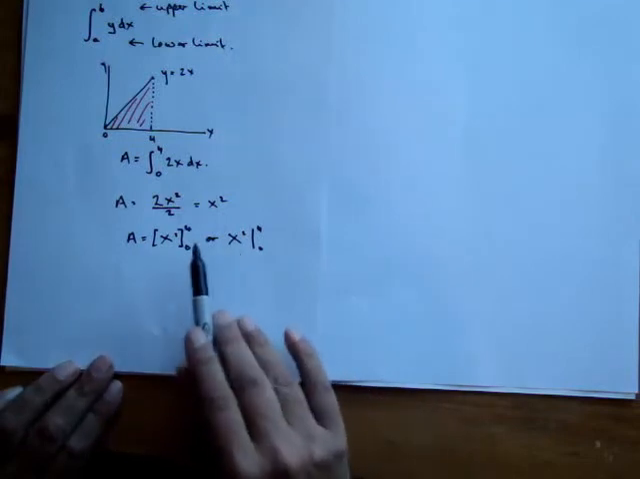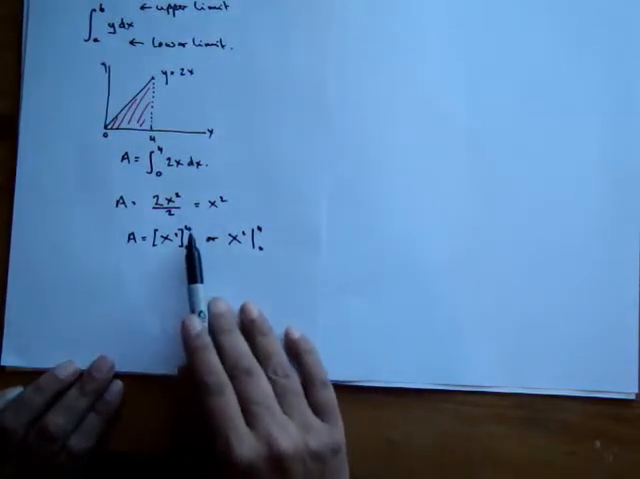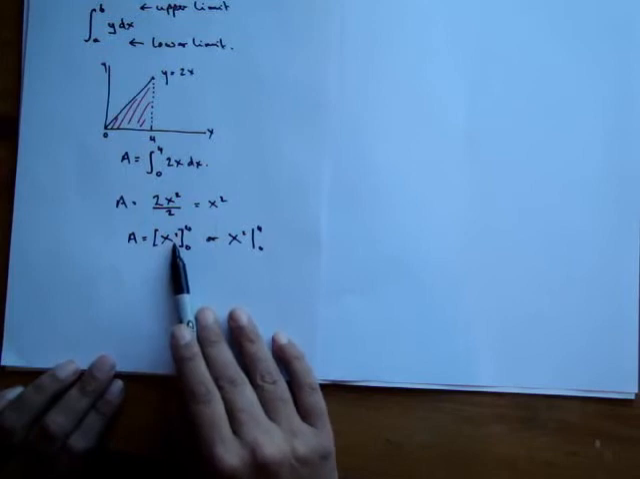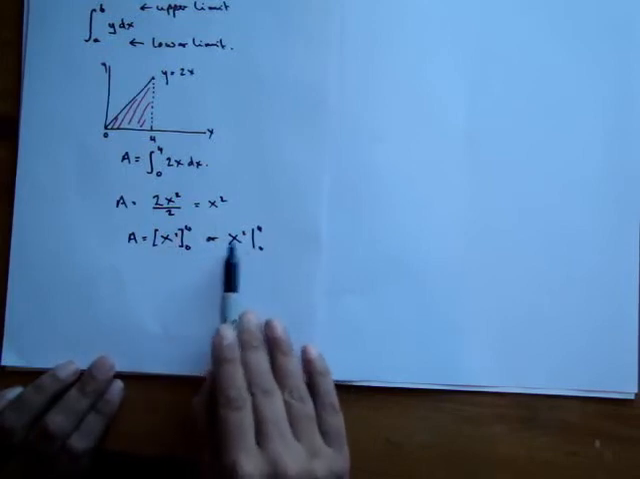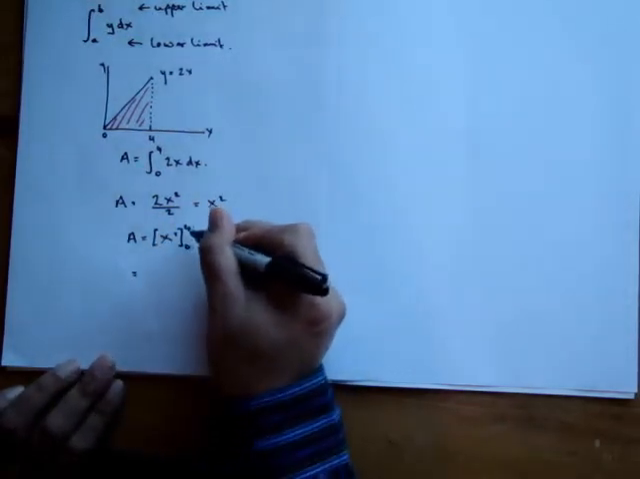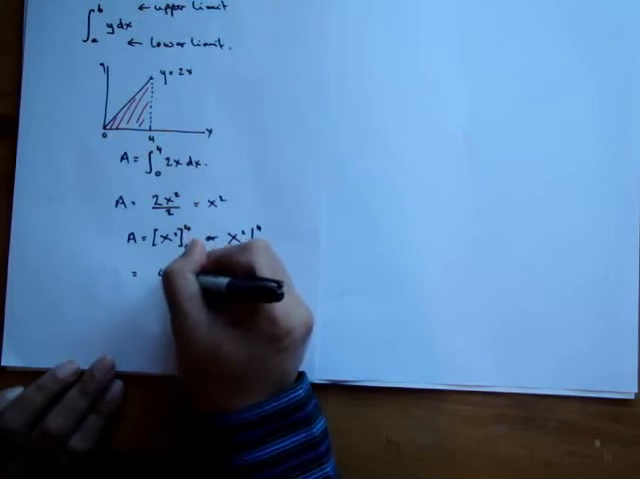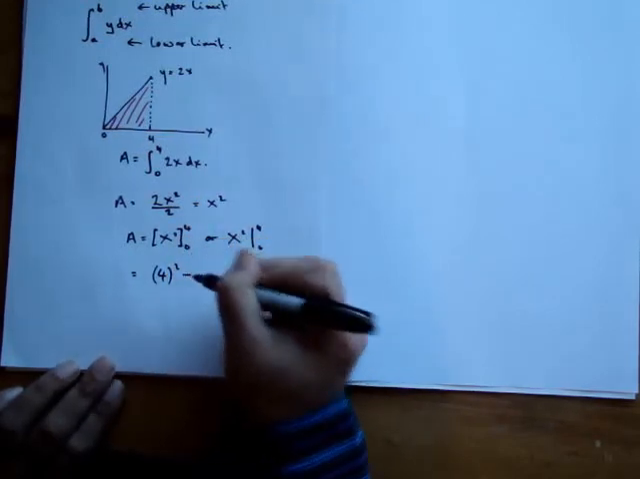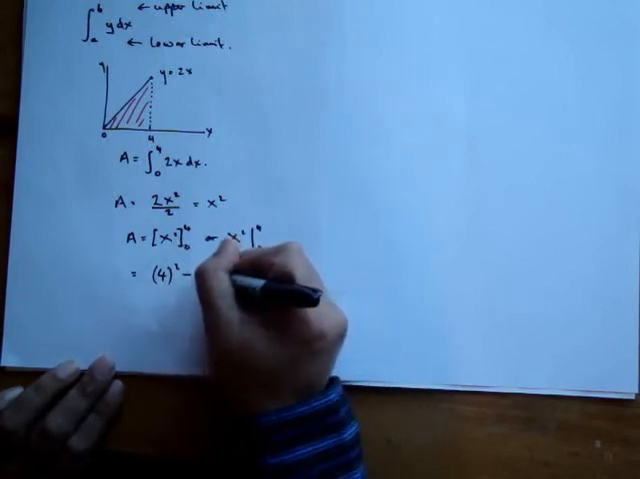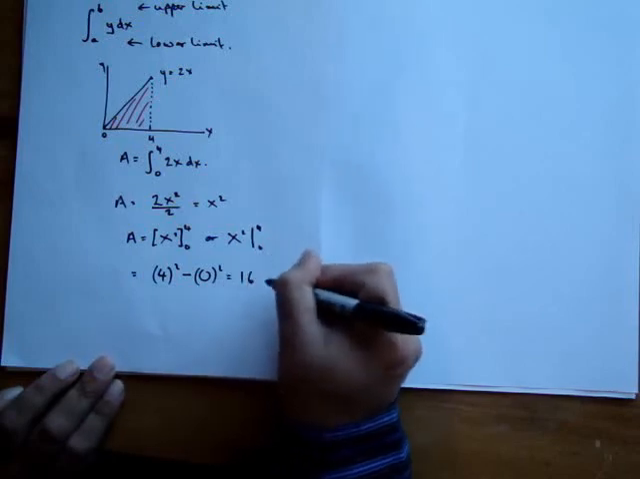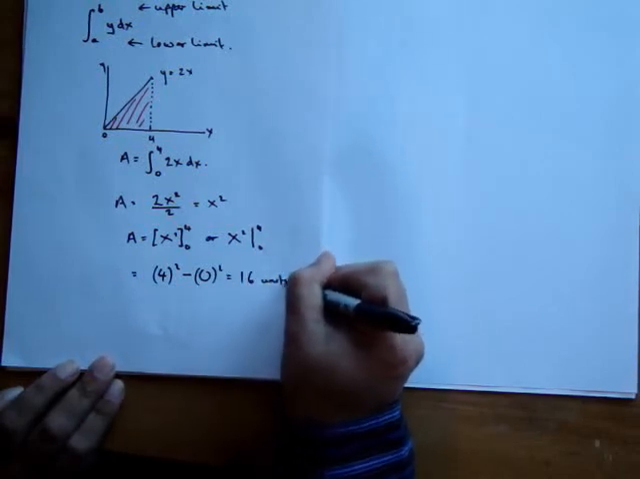And what this means is wherever we see an x, first of all we put the upper limit for x and apply the function, and minus the lower limit. So we put in the upper limit for x, so this would be 4 squared, and then minus, put in the 0, so 0 squared, and this is 16 units squared.